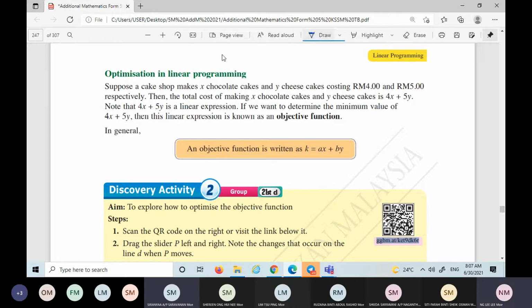Okay, so this is today's topic: optimization in linear programming. This is actually the last part of this chapter.